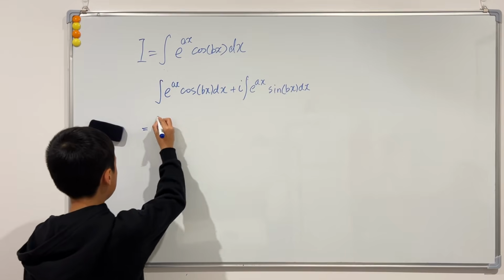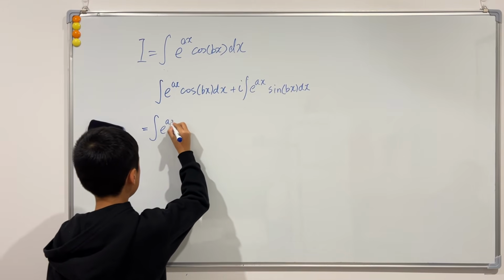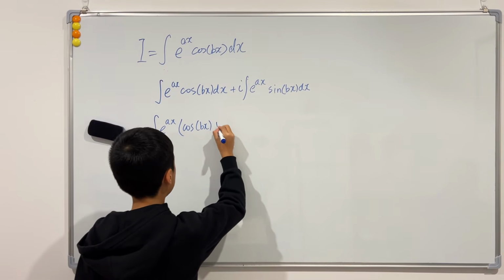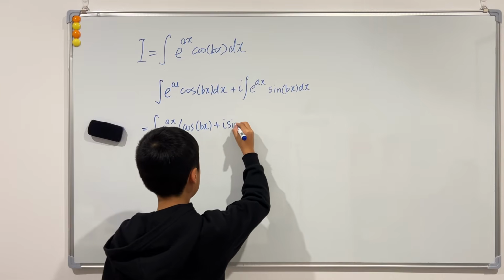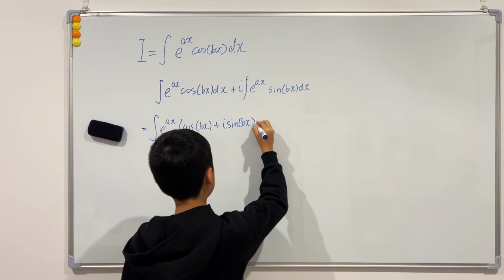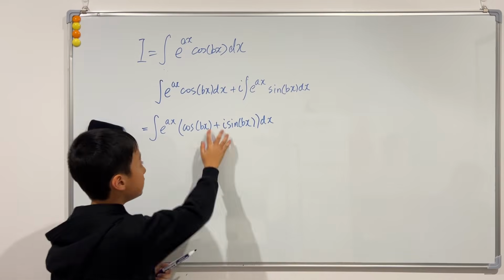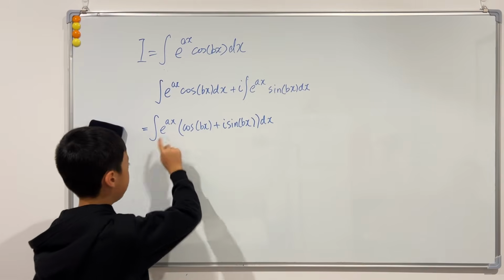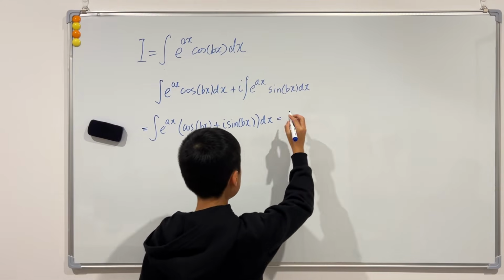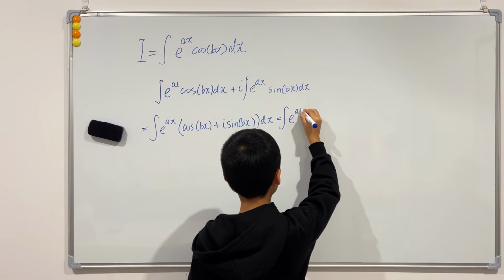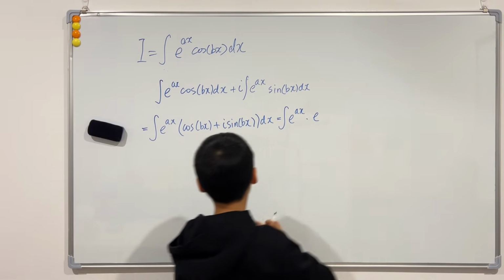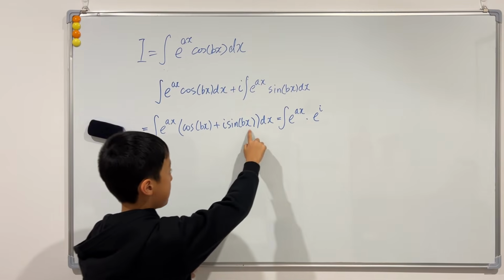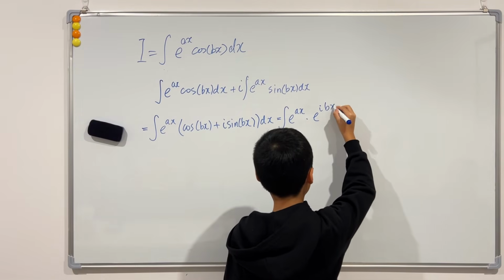So this is equal to one big integral, e to the ax multiplied by cosine of bx plus i sine of bx dx. And now this is a typical integral, and we can simplify this even further to make it in this form. So this is just equal to the integral e to the ax multiplied by e to the, well, we need i times theta, which is the bx. So times i bx dx.